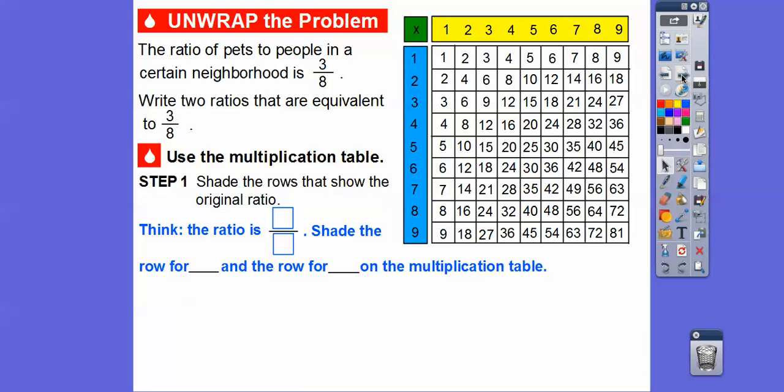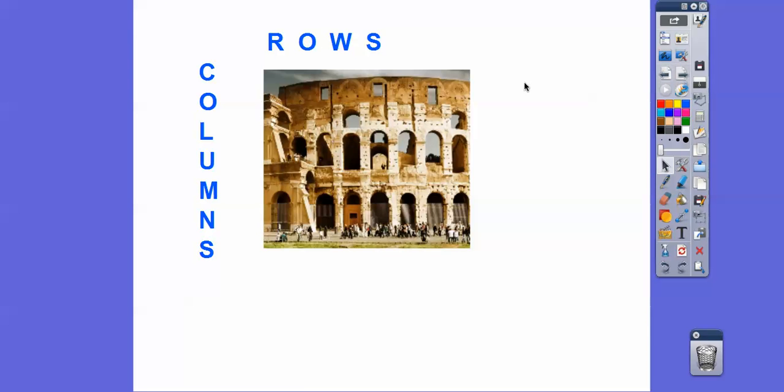Now this is how I remember the difference between columns and rows, you guys. Rows go sideways and columns go up and down. Like in a coliseum, you need these columns that go up and down that hold up a coliseum. So columns go this way, rows go this way. All right, let's go back to that problem.